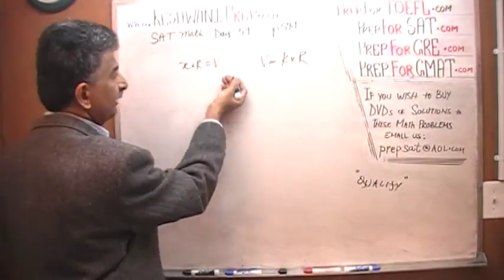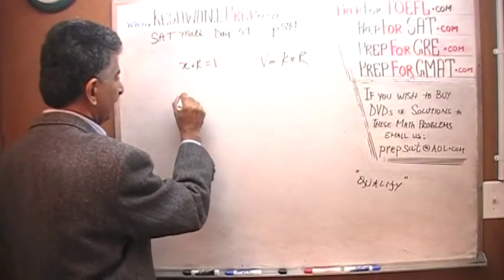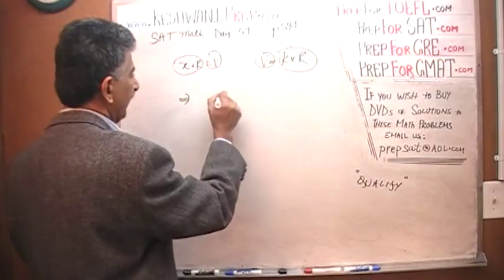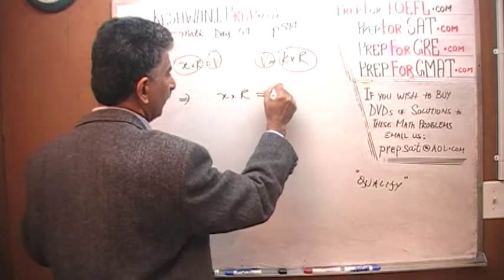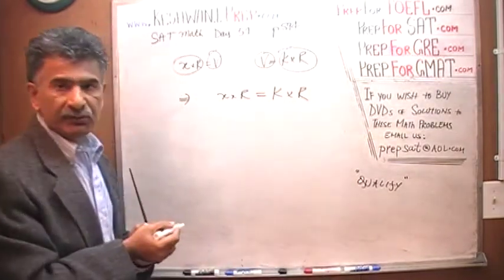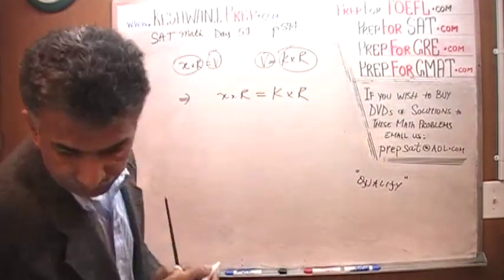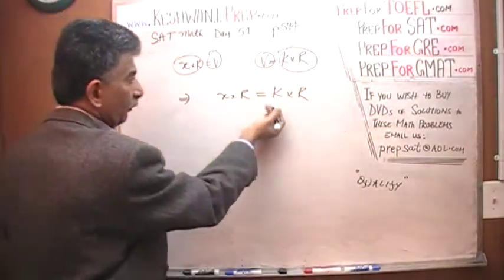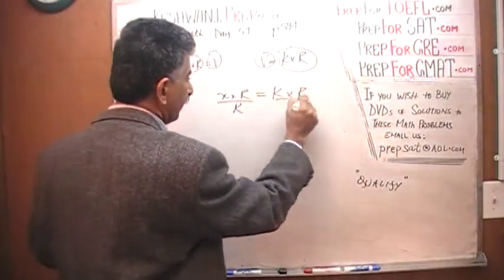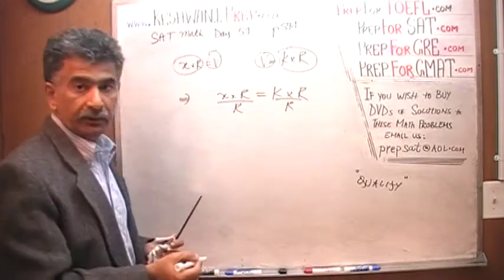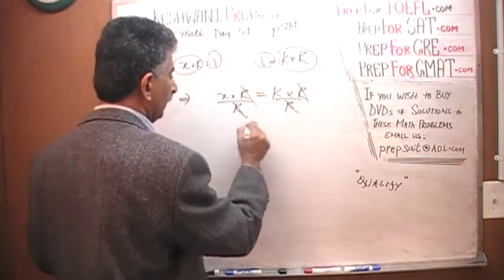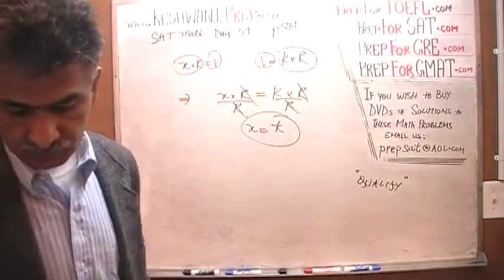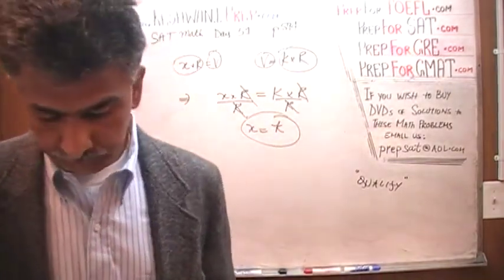So this equals V and this equals V, which implies that if this quantity equals V and this quantity equals V, then X times R must equal K times R. Obviously. And the question simply is, which of the following equals K? Well, we want to solve for K, so divide both sides of the equation by R. If you divide both sides by R, R drops out and X equals K. The question was, which of the following equals K? Well, K equals X. The answer is D.